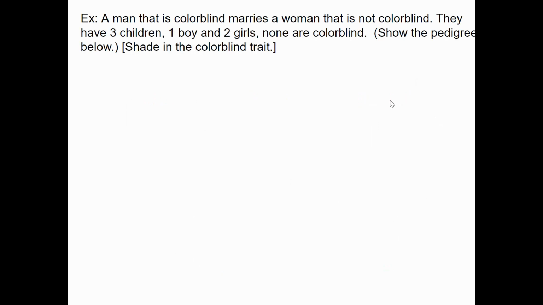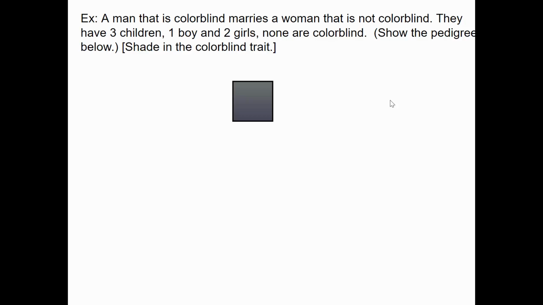So let's look at an example. This time we're going to trace color blindness through a family. We say a man that's colorblind, there's a woman that's not colorblind, we have 3 children, a boy and 2 girls. None are colorblind. So a man that's colorblind, what symbol are we going to use for that person? A square. Are we going to shade it in or not? Yes, because that's the trait we're tracing. He is colorblind, so we're going to shade in his symbol.